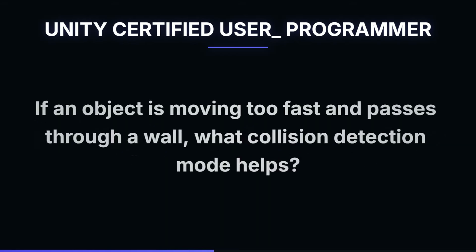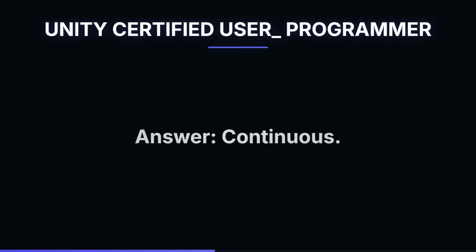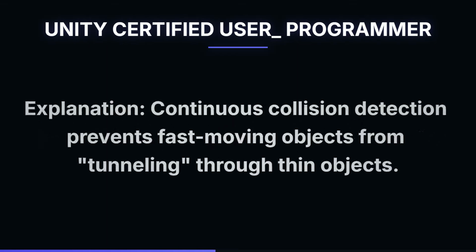6. If an object is moving too fast and passes through a wall, what collision detection mode helps? Answer: Continuous. Explanation: continuous collision detection prevents fast-moving objects from tunneling through thin objects.